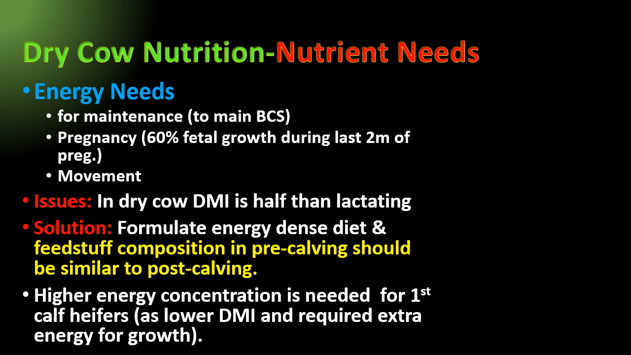The major issue during this period is that the animal's dry matter intake is half that of the lactating cow, so there is a need to formulate an energy-dense diet and to add those feedstuffs in the diet of the pre-calving cow that should be added in the post-calving diet, so that will help to maintain the ruminal ecosystem.